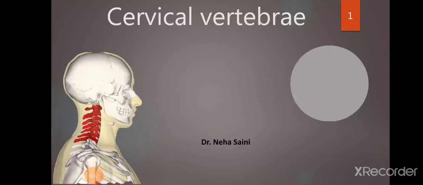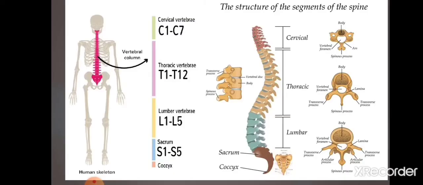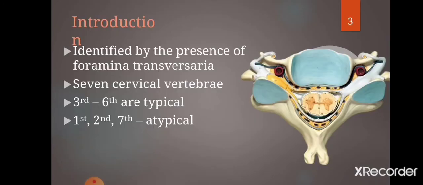Hello everyone, here I want to discuss the anatomy of cervical vertebrae. So in the vertebral column, we have 7 cervical vertebrae, 12 thoracic, 5 lumbar and 5 sacral plus 1 coccygeal vertebrae. Today's class is on cervical vertebrae.